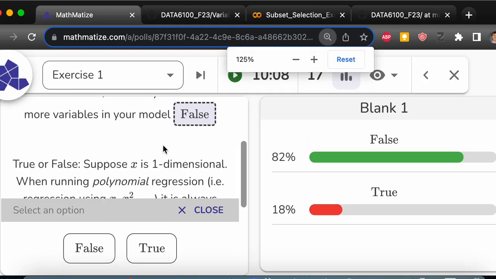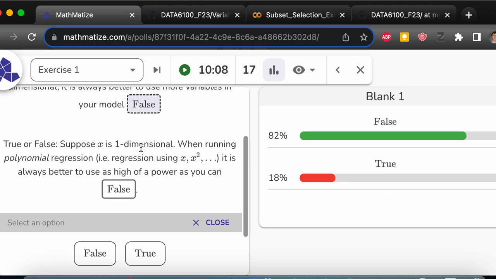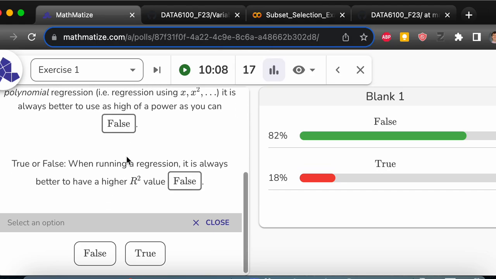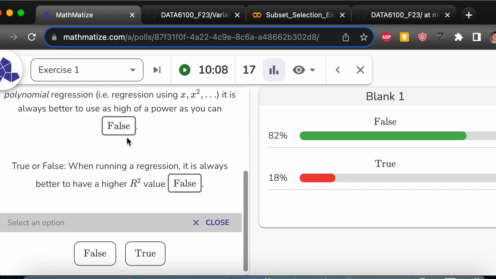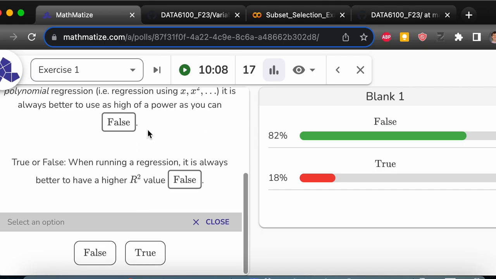So in the first 2, using more variables or using higher powers will always lead to a better R² value, but you don't always want a better R² value because the R² value measures how you're doing on the training set. And sometimes if your training error is very, very low, that is not the best thing, right? You want your test set error to be low, not your training set error. So it looks like you guys all figured this out. I couldn't trick you guys. False, false, false. Everybody got it, or most people got it. Any questions or comments about this idea?